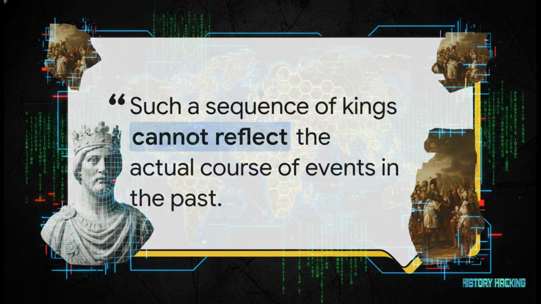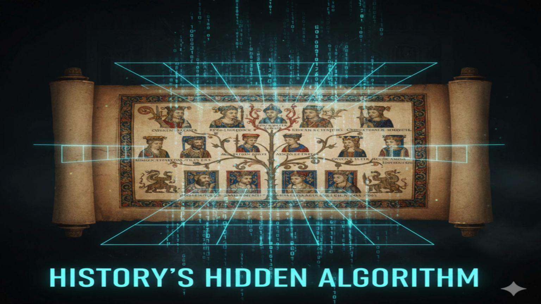And you know what? That brings us to the core finding from the source document this is all based on. I'm just going to read this quote directly because it says everything. Such a sequence of kings cannot reflect the actual course of events in the past. Let me repeat that. This isn't just my take on it. This is the conclusion drawn from the data itself. The patterns are too perfect, too structured, too mathematical to be the result of messy, chaotic, real-world human history.